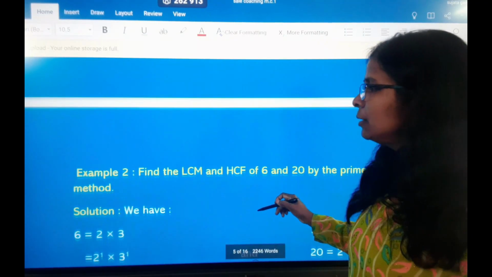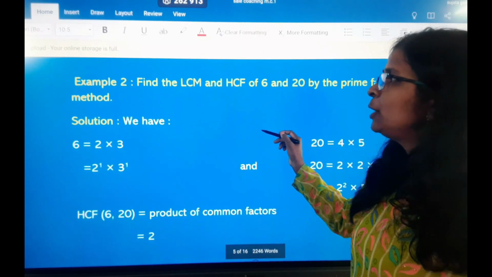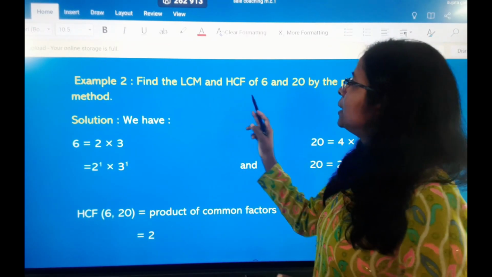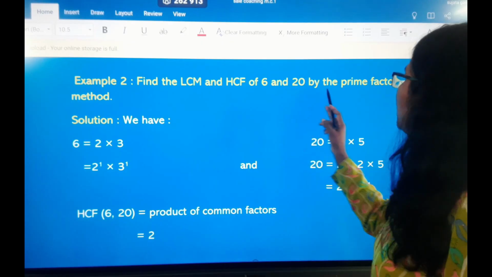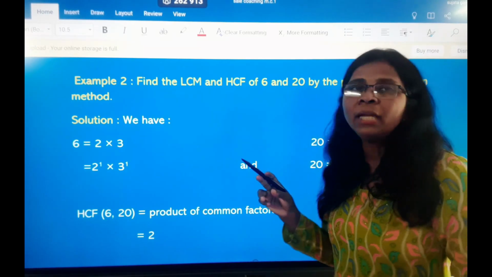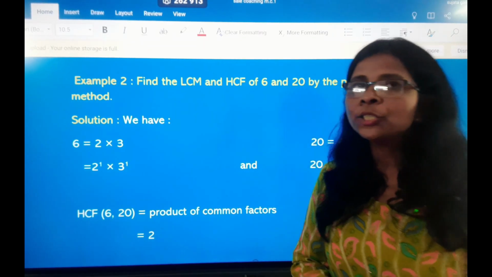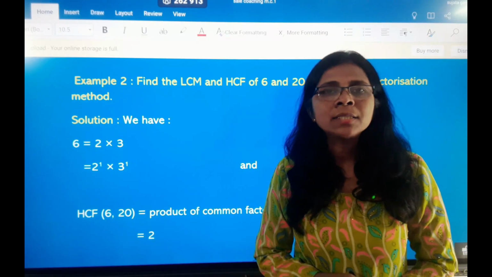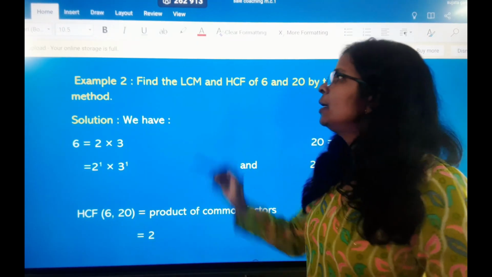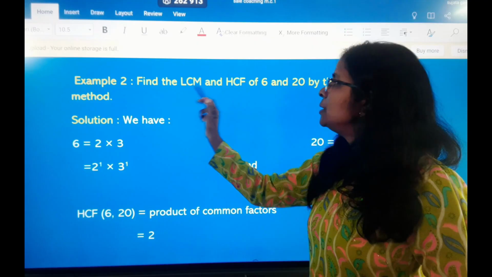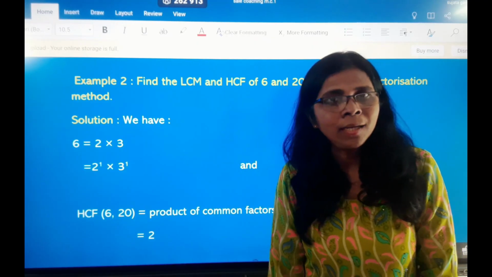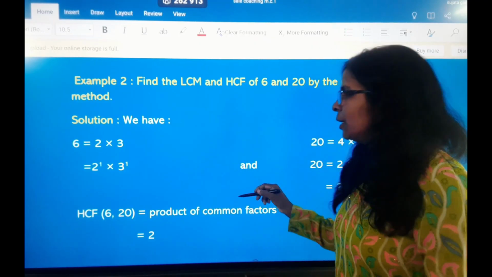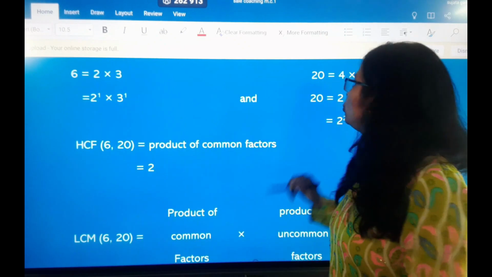दॅट एक्झाम्पल सी द सेकंड एक्झाम्पल टू फाइंड द LCM and HCF of 6 and 20 by the factorization method. आपल्याला फॅक्टरायझेशन मेथडने आपल्याला काय करायचं आहे 6 आणि 20 चा HCF काढायचा आणि LCM सुद्धा काढायचा आहे. सो दॅट्स व्हाय फर्स्ट factorize these two numbers.